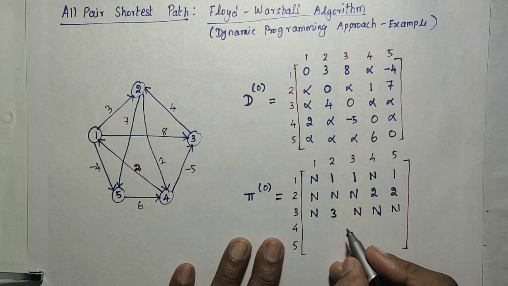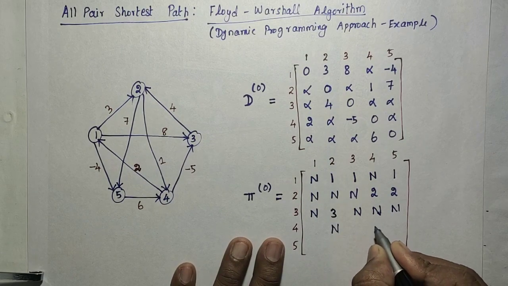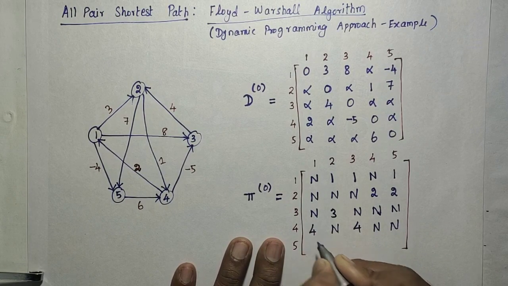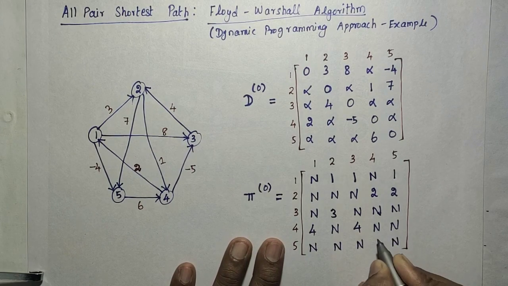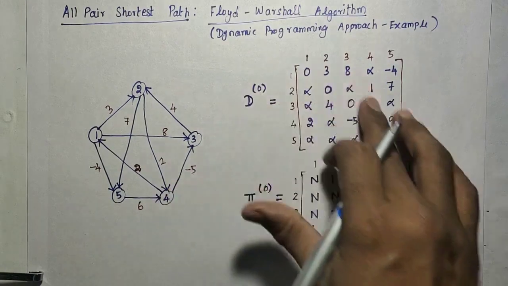Similarly for the 4, infinity, so nil, nil, nil. For this 4 and 4, for this nil, nil, nil, and finally nil. Here it will be 5. So like that, you fill these two matrices.